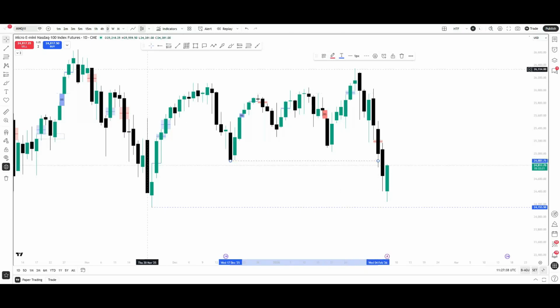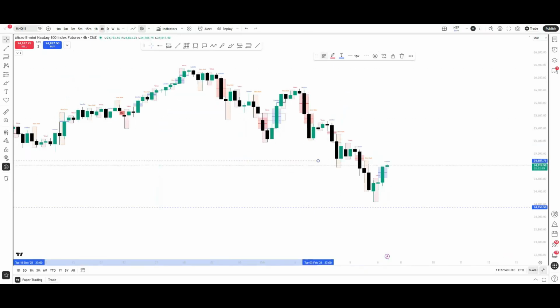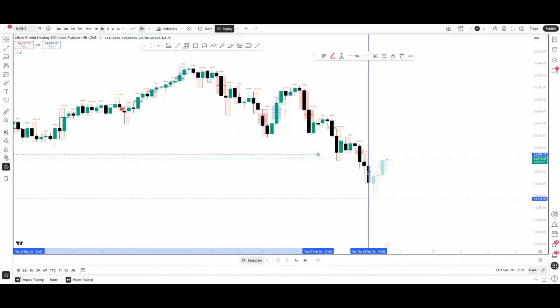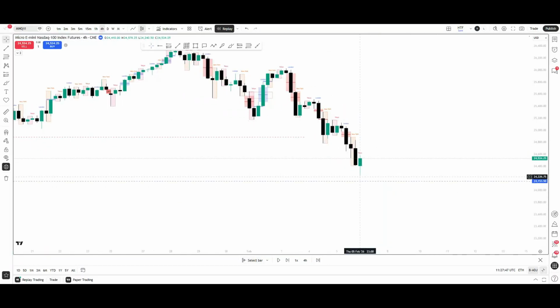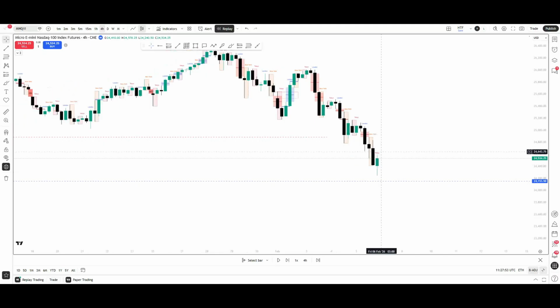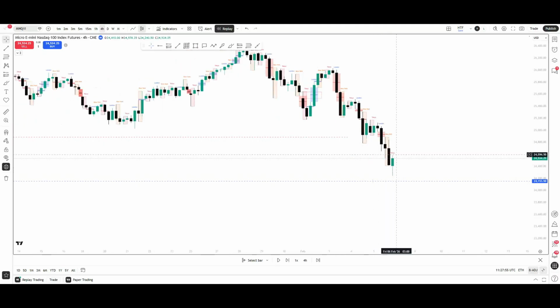So let's just go to the 4 hour, and I'm going to put this in replay and start to talk about the day. So this is what it looked like. This is the 11 o'clock to 3 a.m. candle, and it was a bullish candle.